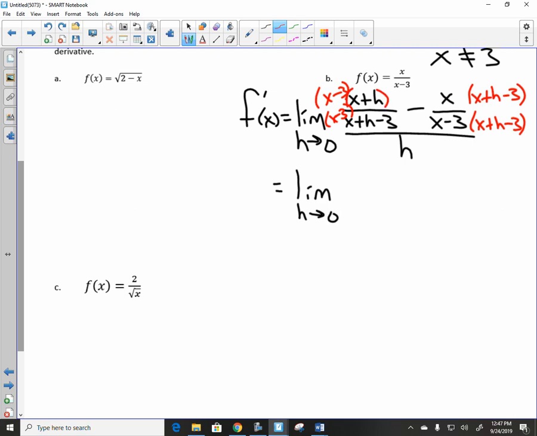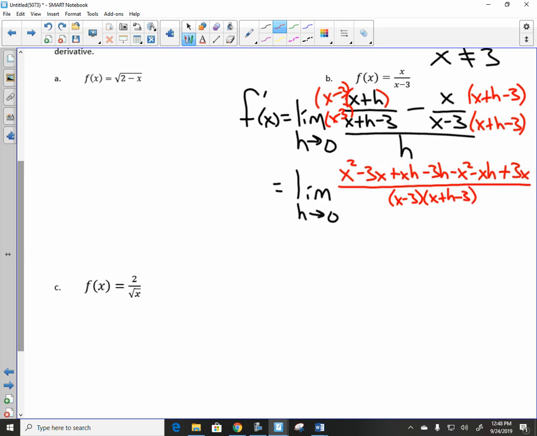All right. If we multiply the top, what do we get here? X squared minus 3x plus xh minus 3h minus x squared minus xh plus 3x over, good, I heard quantity x minus 3 times quantity x plus h minus 3. All over h over 1.